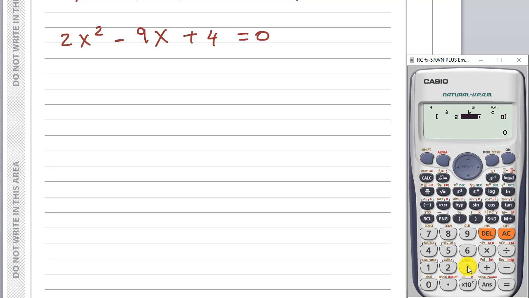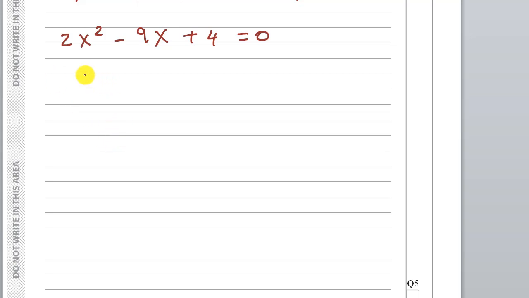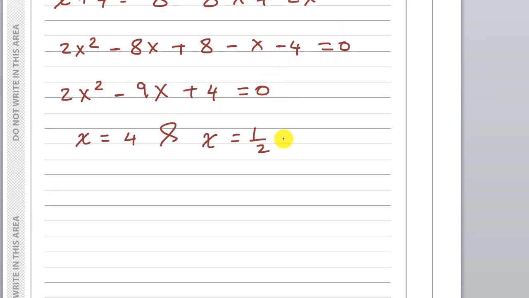Now 2 enters, minus 9 enters, 4 enters. So x is equal to 4, x is equal to half. So x equal to 4 and x equal to half. This is the answer of the equation.